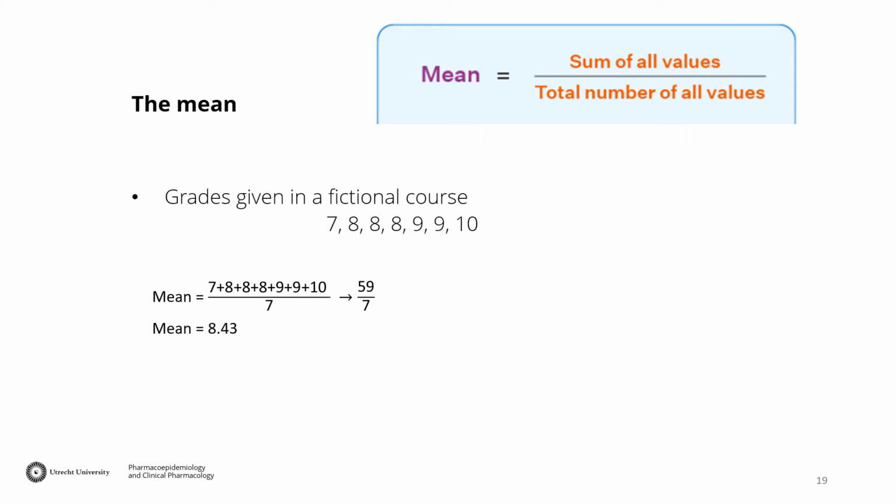So if we, for example, have a fictional course, you have different grades that are given. You have 7, you have 8, you have 9, you have 10. It's a very clever class. You would then calculate the mean by first adding up all the numbers and then dividing by the total number of values. So in this case, it will be 59 divided by 7. You can do that by hand or with a calculator, it doesn't matter. And then you'll get the number 8.43. So that's the average grade of the whole class, a very small class, but the average grade.